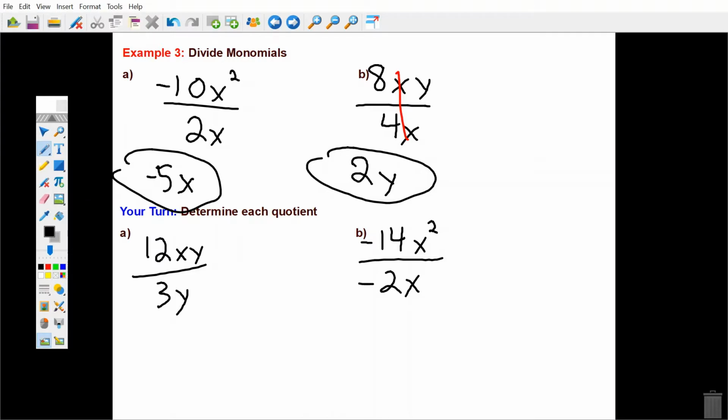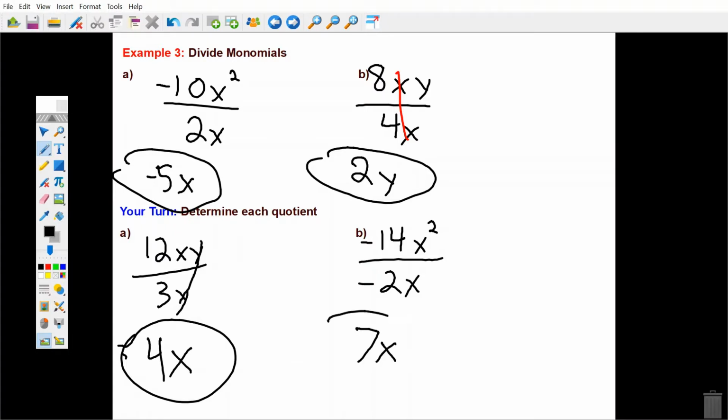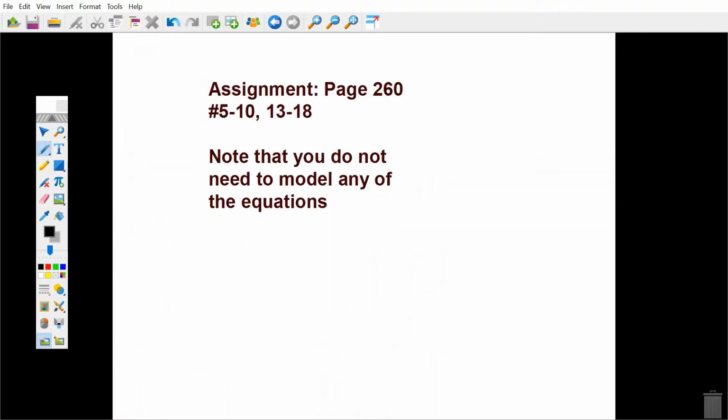The answers are 12 divided by 3 is 4. The y's cancel out, leaving you with 4x. And over here, negative 14 divided by negative 2 is positive 7. X squared divided by x is x. So your answers are 4x and 7x.